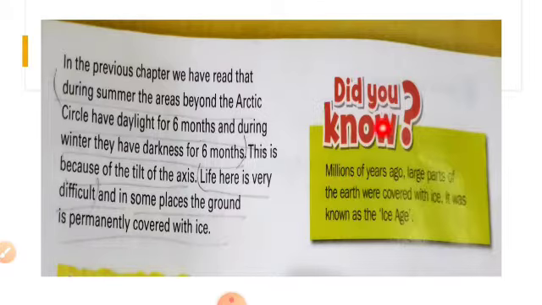Did you know that millions of years ago large parts of the earth were covered with ice? It was known as the ice age. A few parts of the earth were covered with full ice. Ice means it's very cold, right? So it was known as the ice age.